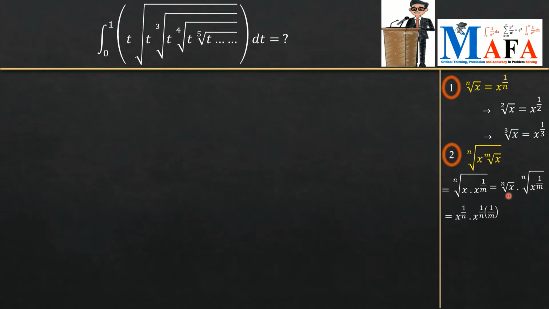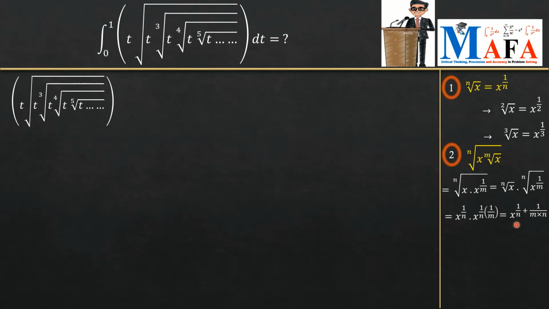With that, the n-th root of x is simply x raised to the power 1 on n, times the n-th root of x raised to the power 1 on m, which is simply x raised to the power 1 on n times 1 on m. So applying the several laws of indices, the addition, we have x raised to the power 1 on m plus 1 on m times n. Okay, so with that, let's see how we can simplify our integrand to get something that we can easily integrate.